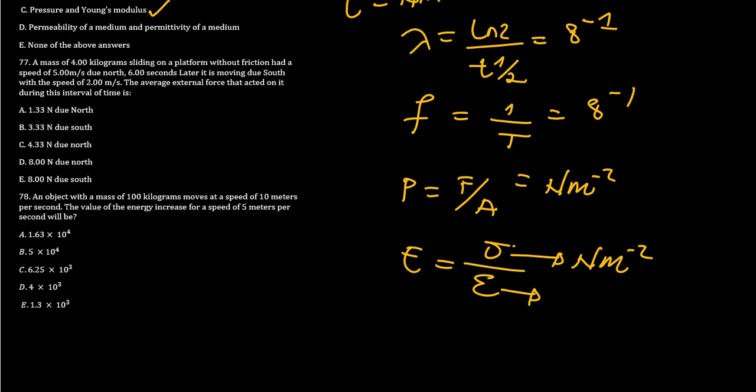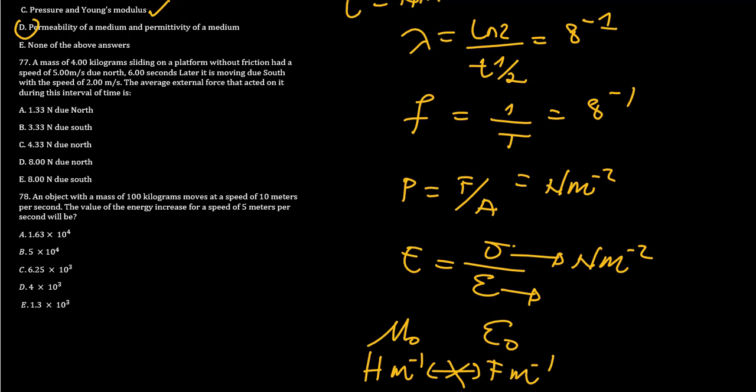Now the permeability of a medium and the permittivity of a medium. The permeability of a medium is mu naught and the permittivity of a medium is epsilon naught. The permeability is measured in Henry per meter and the permittivity is measured in farad per meter. These two units are not equivalent to each other, and so the correct option is D.